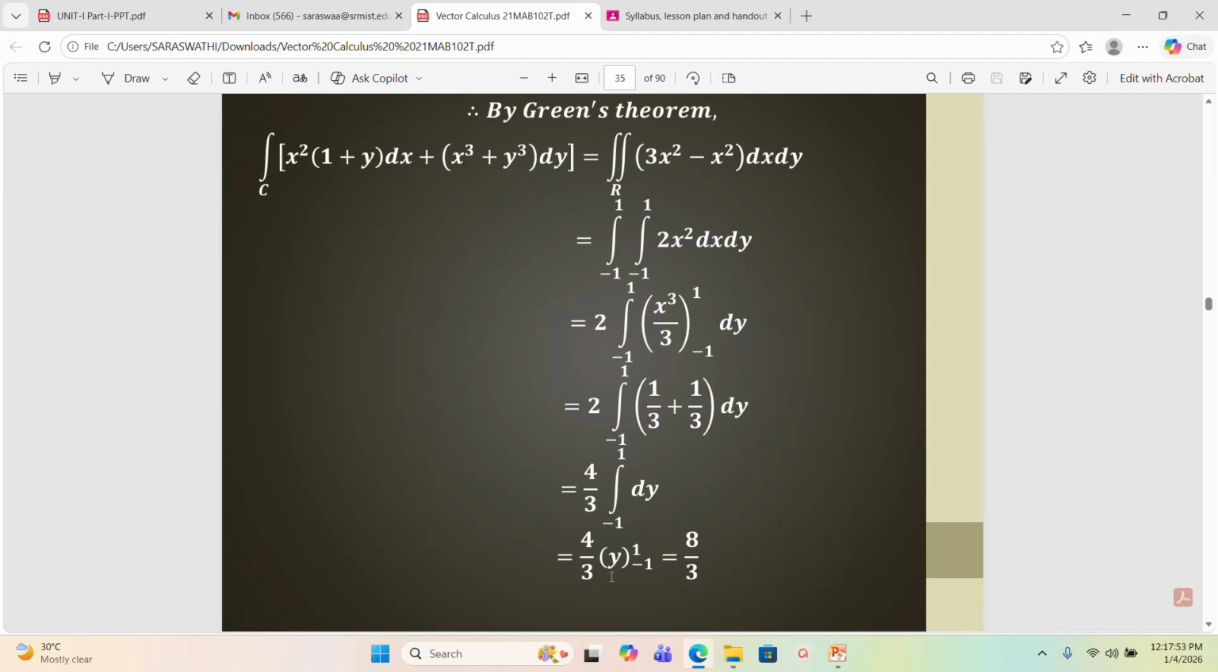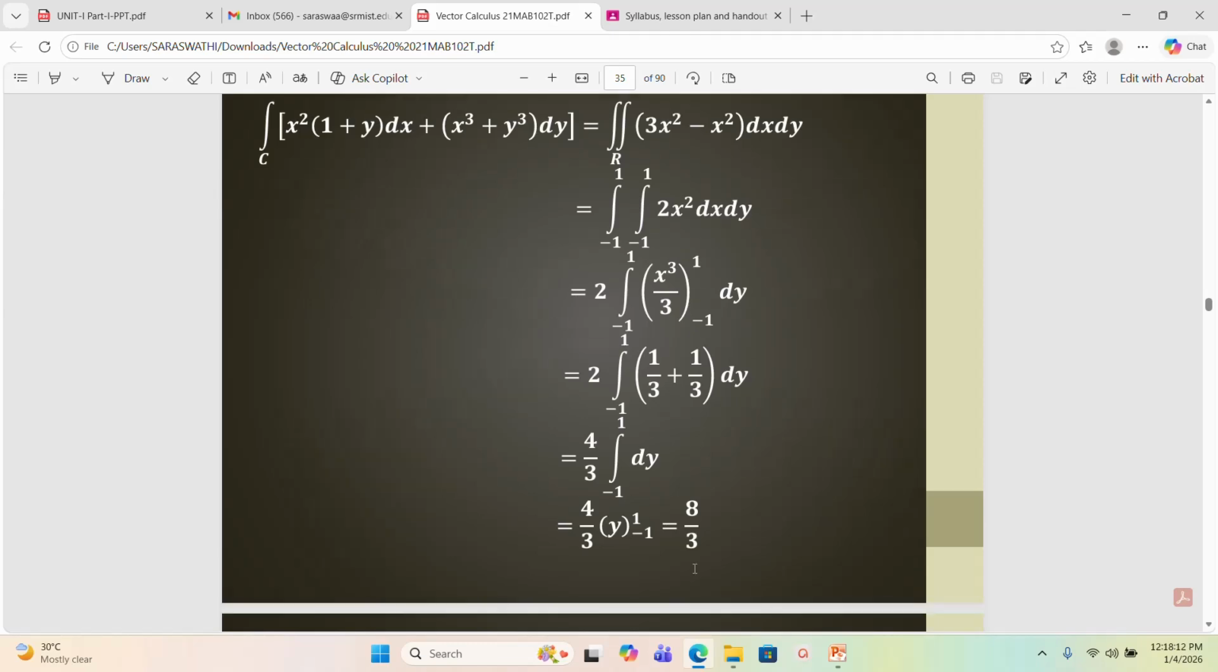Integral dy is equal to y. Again close the limit from minus 1 to plus 1. Upper limit of y is equal to 1. Minus of lower limit of y equal to minus 1. So minus into minus plus 1 plus 1 equal to 2. 2 into 4 by 3 is equal to 8 by 3. So the overall surface integral of the right hand side is equal to 8 by 3.